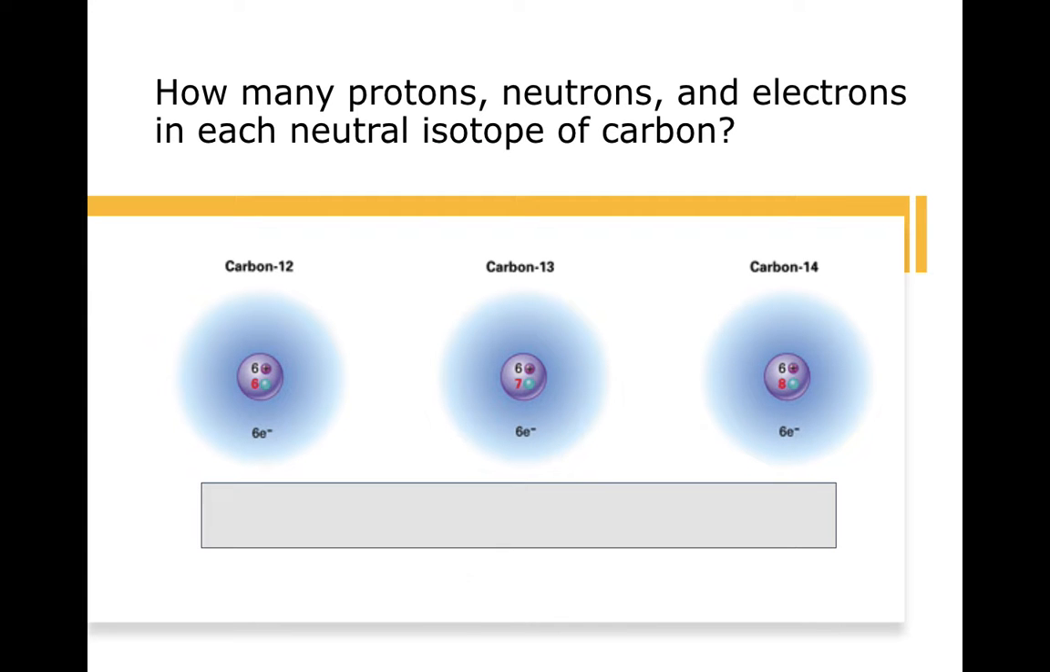Okay, so now what does this have to do with atomic mass? Well, I want you to recall the definition of isotopes. Remember, isotopes are elements that have the same number of protons and therefore are the same element, but have different weights, different masses, because they have different numbers of neutrons. So for example, if we have carbon 12, carbon 13, and carbon 14, what does that mean?